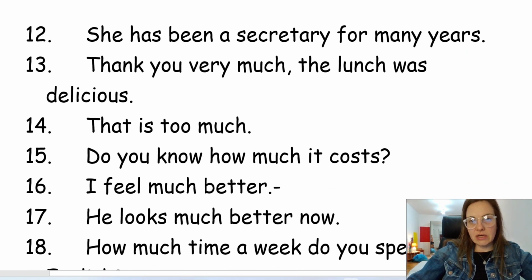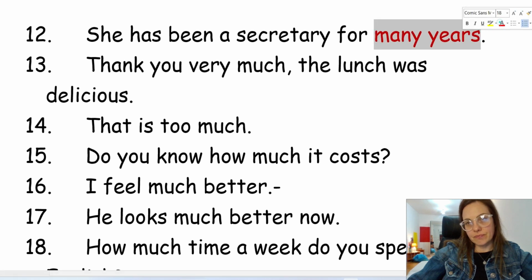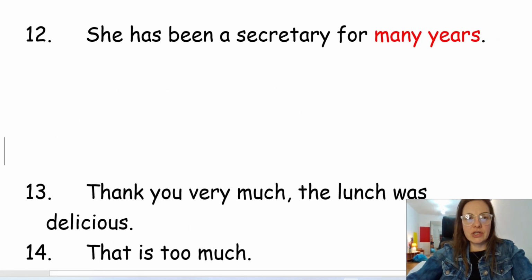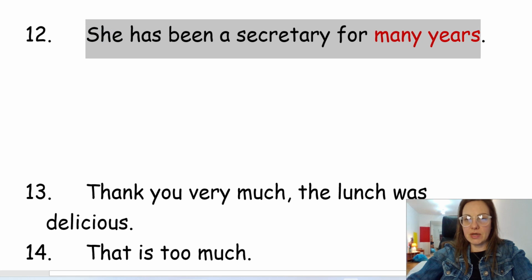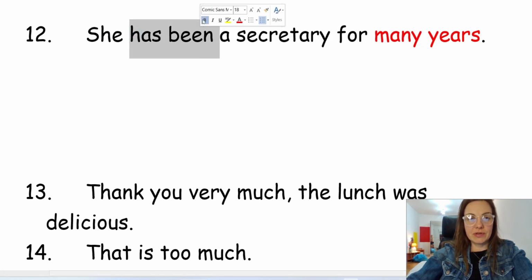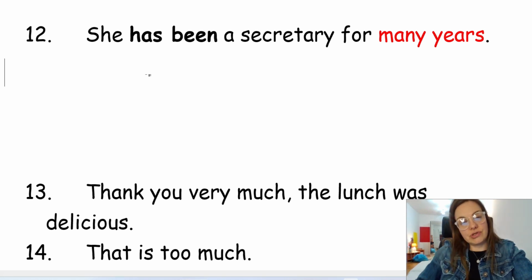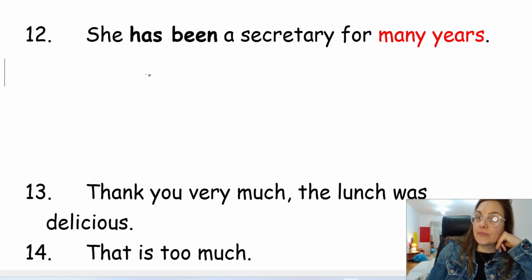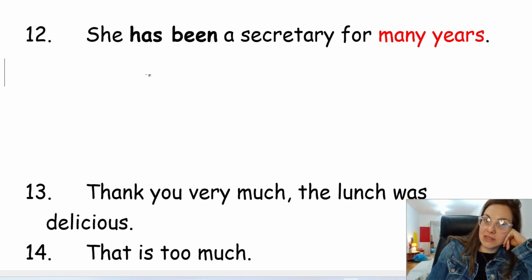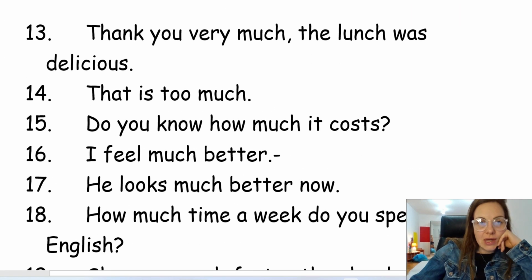She has been a secretary for many years. For how long? She has been a secretary for many years. Present perfect, because she is still a secretary. So how long has she been a secretary, or how many years has she been a secretary? For many years. Okay. Much.